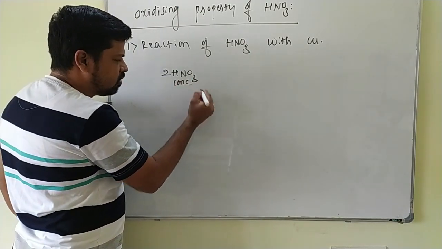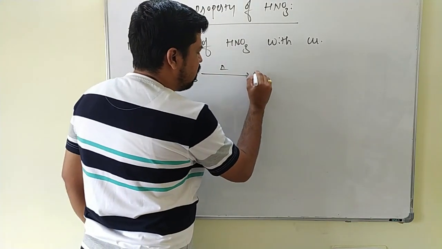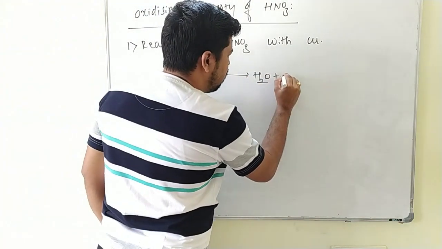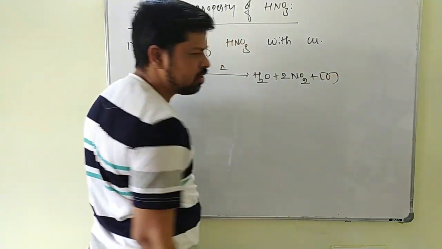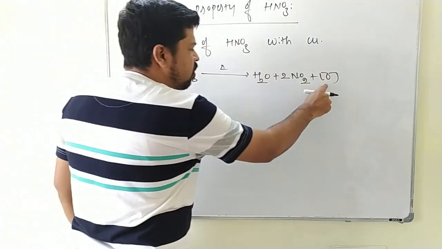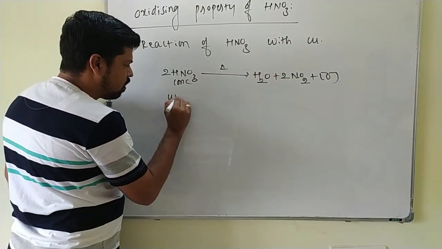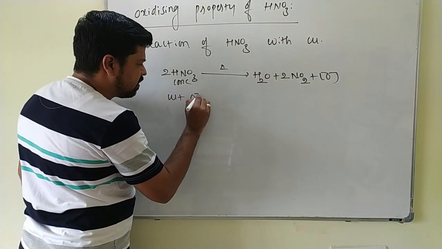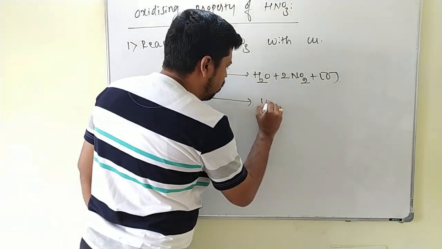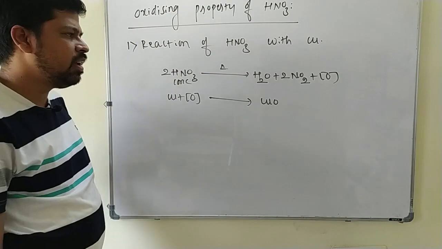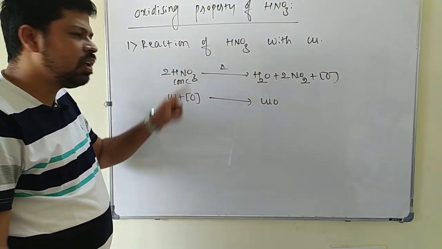This is your concentrated HNO3. This on heating gives what here? This is a water molecule plus 2 times of NO2 plus 1 nascent oxygen. So this nascent oxygen given by the HNO3 will react with copper. This copper will react with the nascent oxygen that is obtained from the HNO3 to form copper oxide.